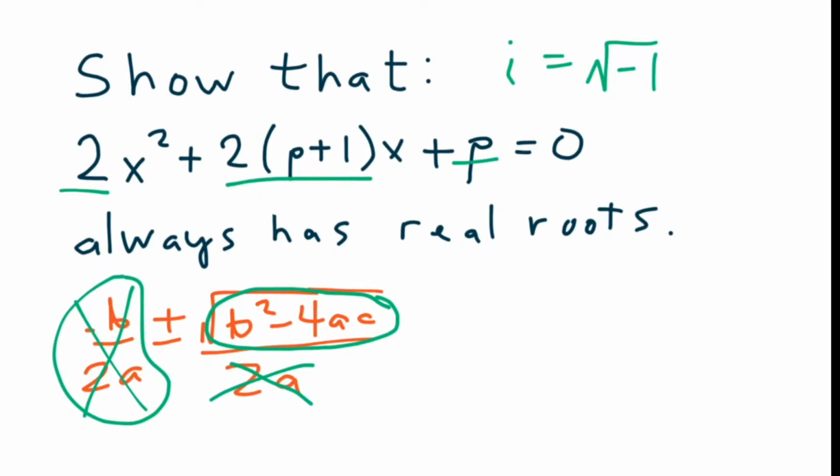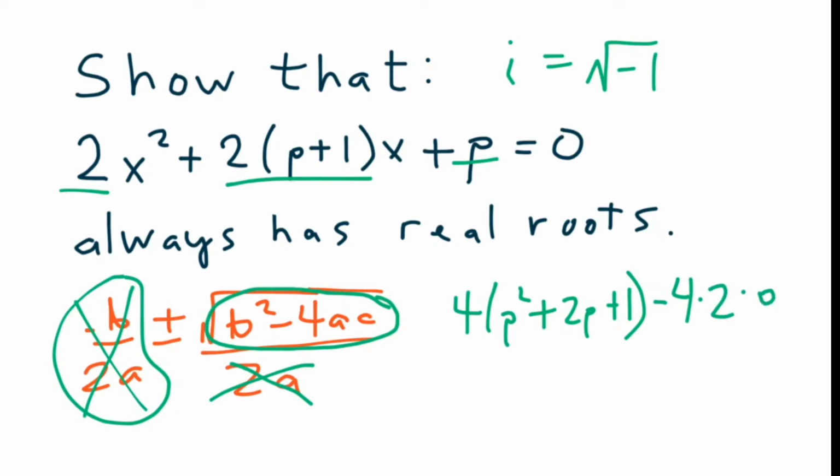So I'm just going to write out what b squared minus 4ac would be. And that's going to be 4 times p squared plus 2p plus 1, just squaring the p+1 term there, and then minus 4ac, minus 4 times 2 times p, and you get 4p squared plus 8p plus 4 minus 8p.